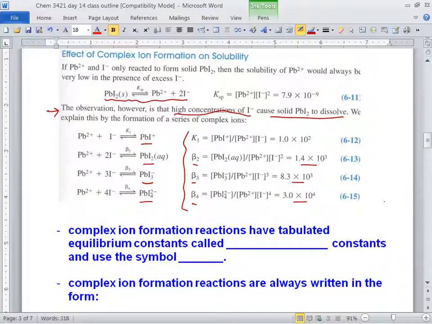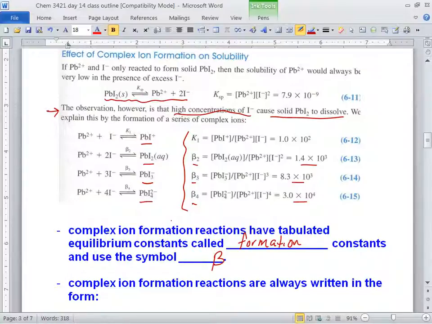Complex ion formation reactions have tabulated equilibrium constants called, starts with an F. Oh, Jackie, what do they call those things? Starts with an F. It's kind of silly, right? Formation reactions, formation constants. What symbol are they going to use? Beta. Okay, that's not very good. Beta.